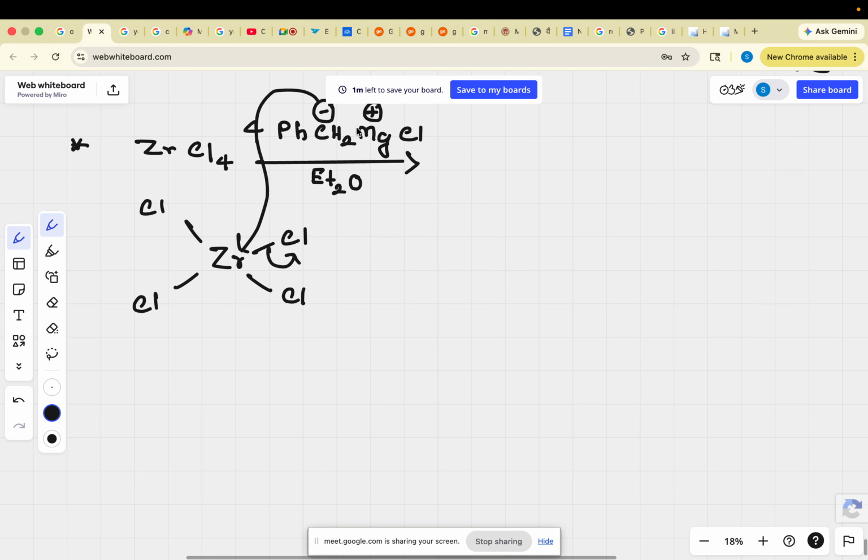Similarly, 4 PhCH2 minus will attack here. So what will I get? I will get Zr with CH2Ph whole 4. And what will be the side product? The side product will be your magnesium chloride.